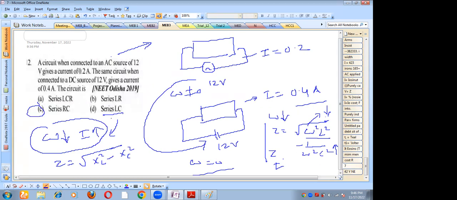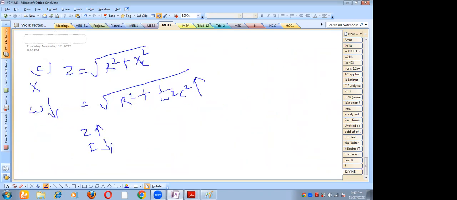Understood? C cannot be the answer. So can you explain that again? Let us see. I am considering option C, series RC circuit.